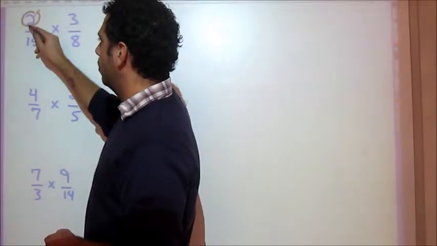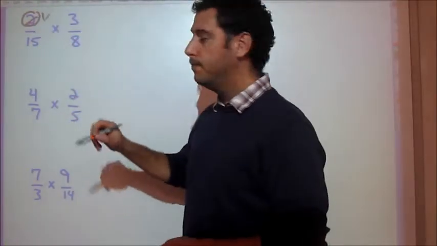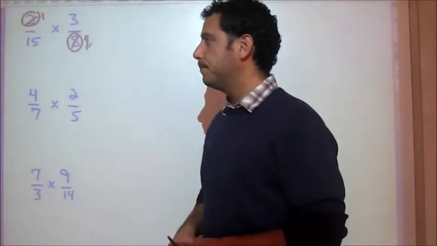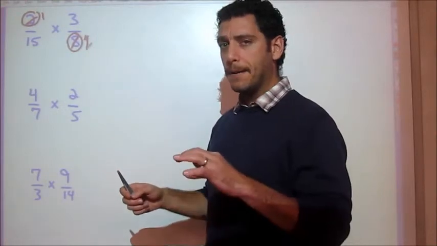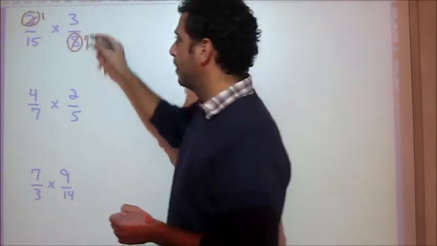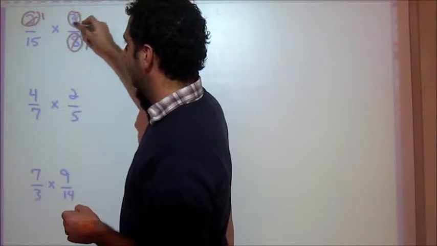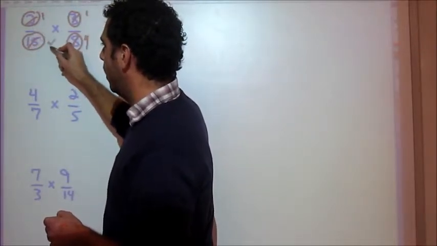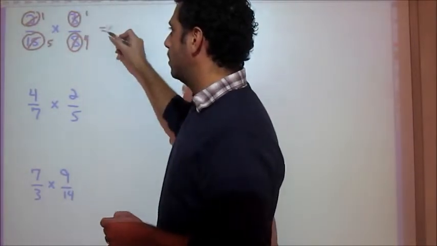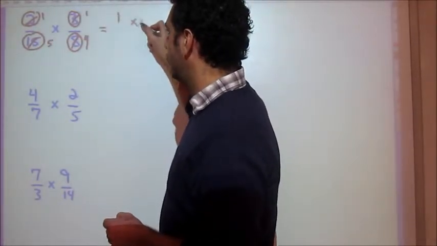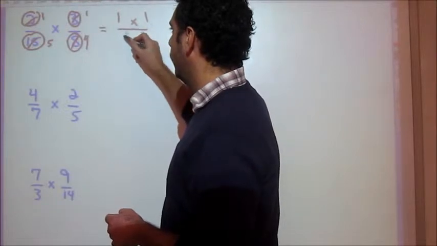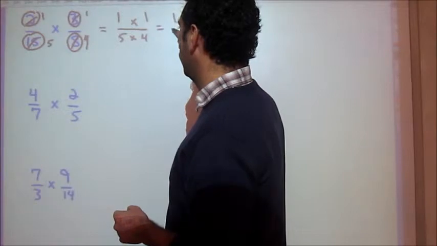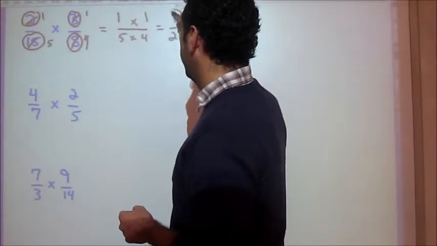We can cross this number out and put 1 by dividing it by 2. Do the same thing over here, divide it by 2, and we'll get 4. And the 15 and the 3 can both be divided by 3. So let's divide the 3 by 3 to get 1, and divide the 15 by 3 to get 5. Then we can rewrite this equation as 1 times 1 over 5 times 4, and this is going to equal 1 over 20.